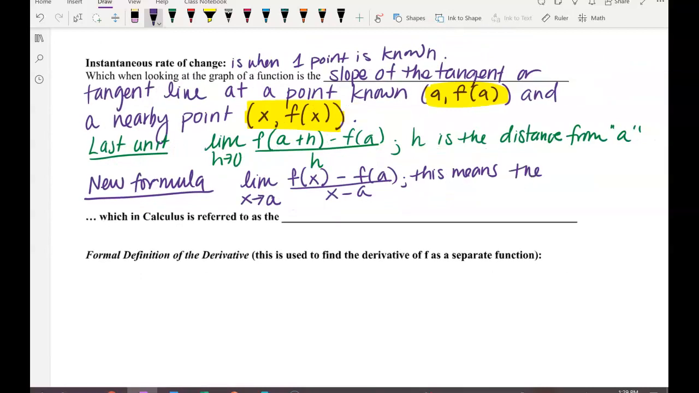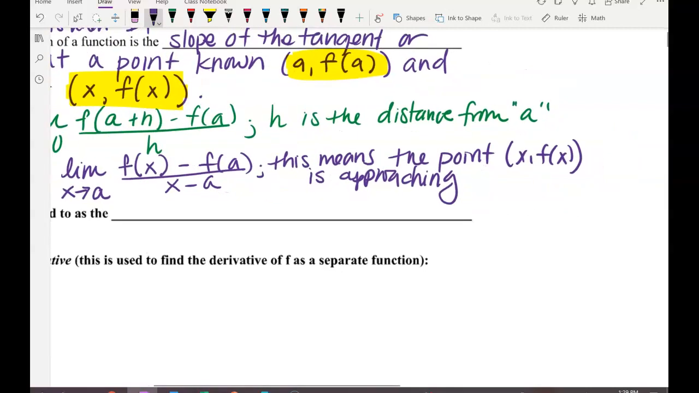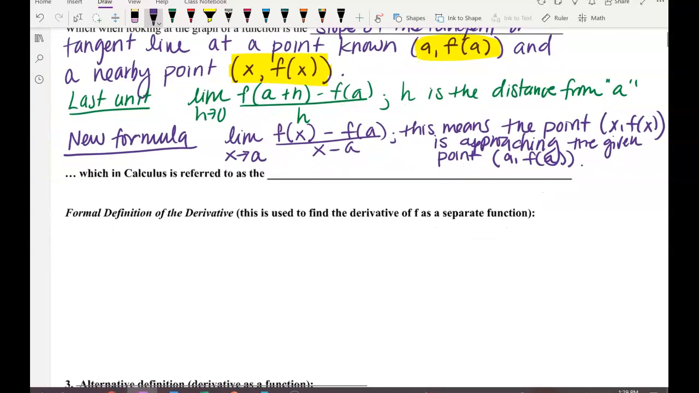Okay, so this means the point we picked, which is x comma f of x, is approaching the given point a comma f of a. All right. Now, this in calculus, guys, is referred to as the derivative.